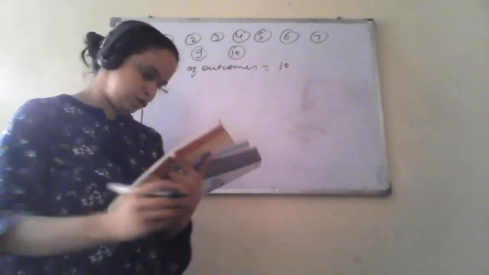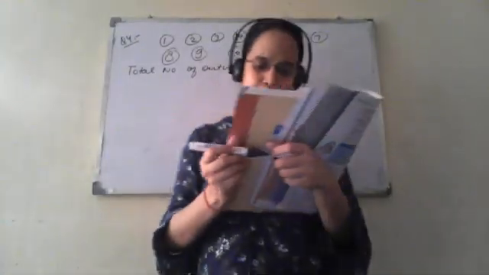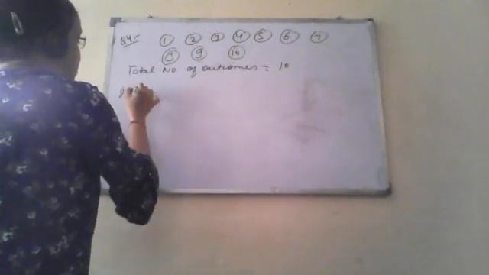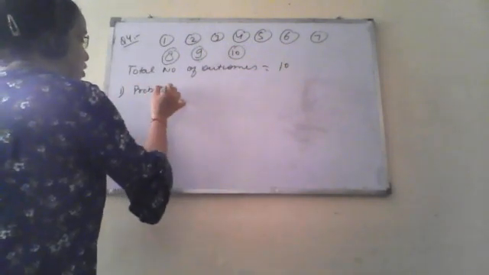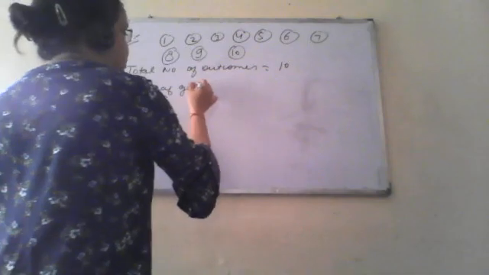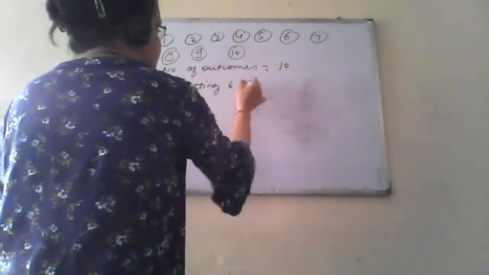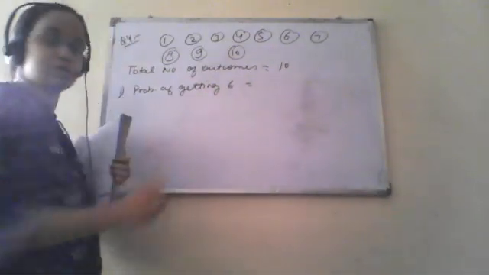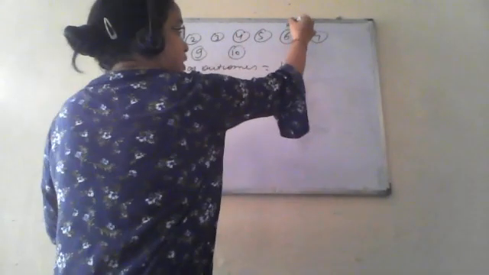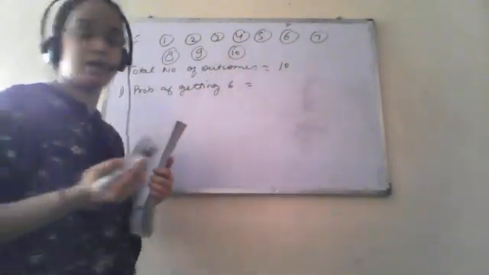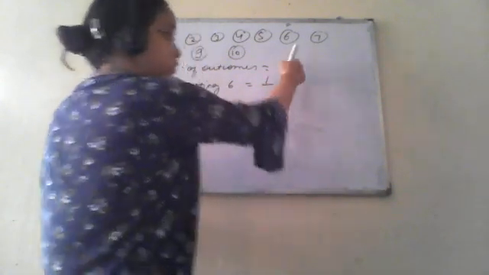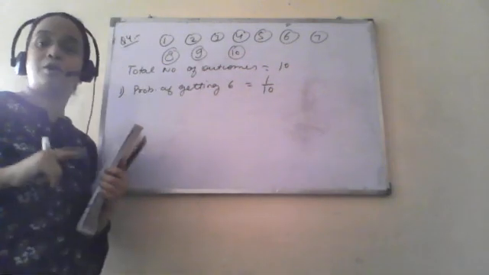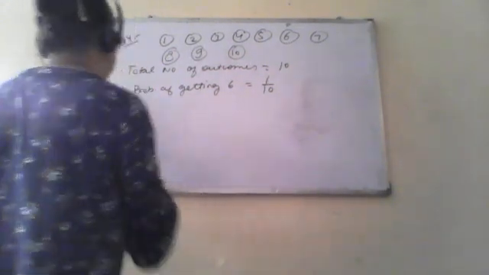So one slip is chosen from the box without looking at it. What is the probability of getting number 6? Probability of getting 6. So the number of outcomes related to getting this 6: there is only one way we can get 6, that is 1 upon total number of outcomes, which is 10. So this 1 by 10 is the probability of getting the number 6.